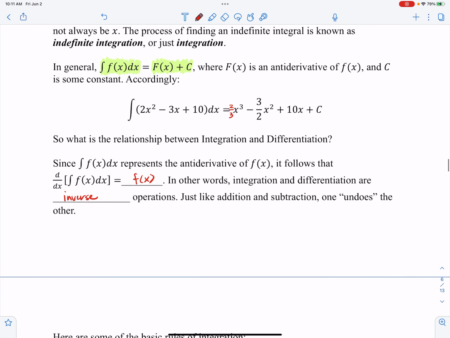Just like addition and subtraction, one undoes the other. So whenever you are differentiating, you're finding a derivative of a function. If you are integrating, you are finding the antiderivative of a function, which I always think about as like finding the original function.